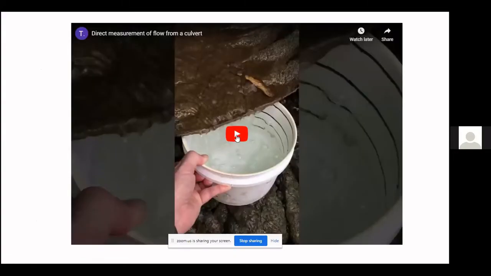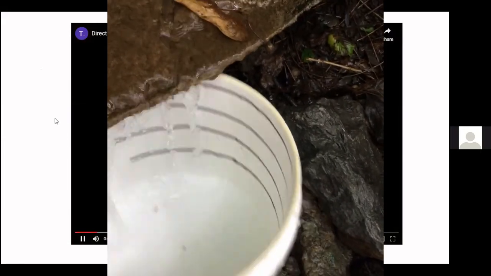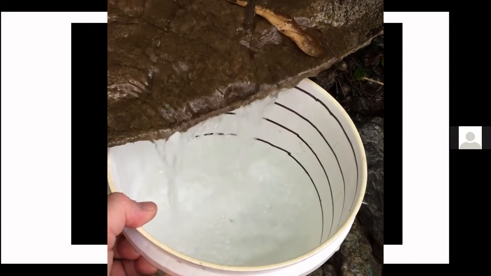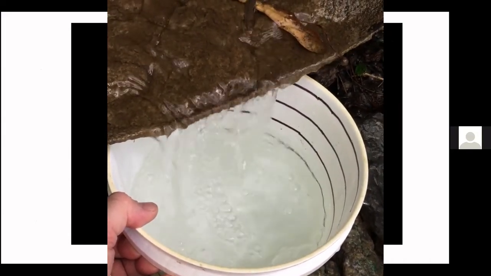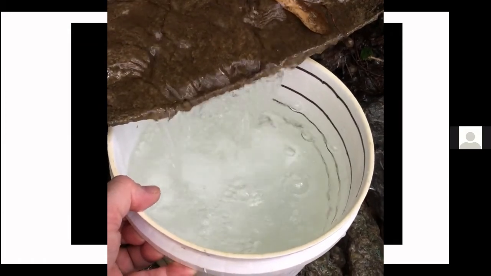This is a video of Dr. York actually measuring, as I was trying to explain, with the bucket, so a flow rate. Flow of about 4 liters in 20 seconds, or 12 liters per minute.